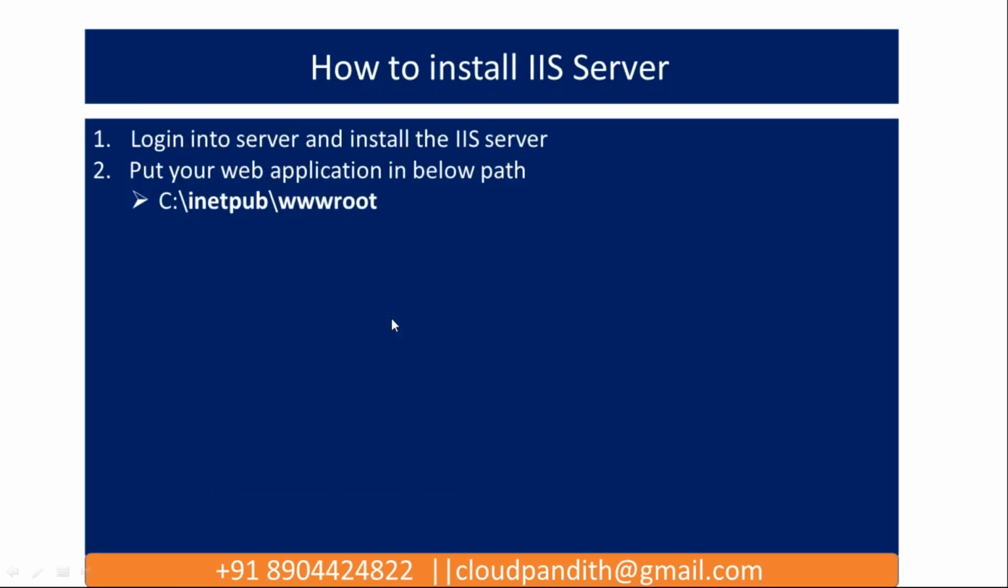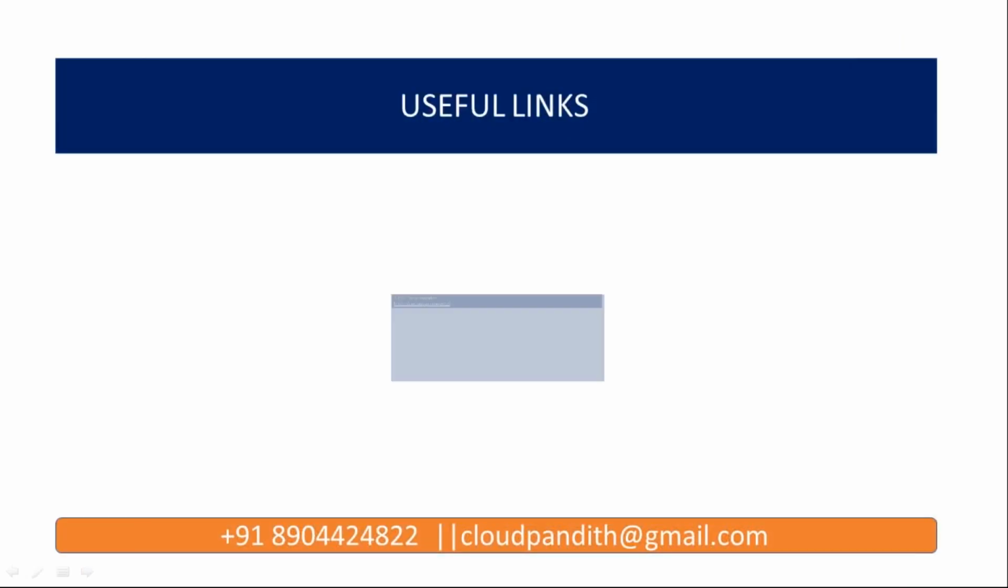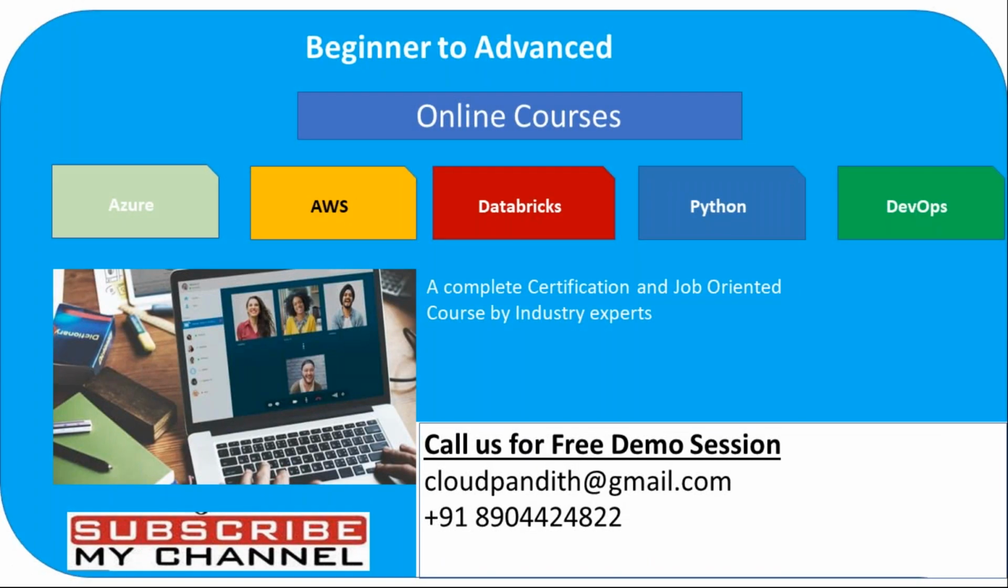So how to install an IIS server? I will show you how to install an IIS server. Once you install IIS server on a Windows machine, where you are going to deploy your web application in the Windows machine is this path. Here you need to deploy. Okay, so this is the documentation link. Now I will show you how you can create the Linux VMs.